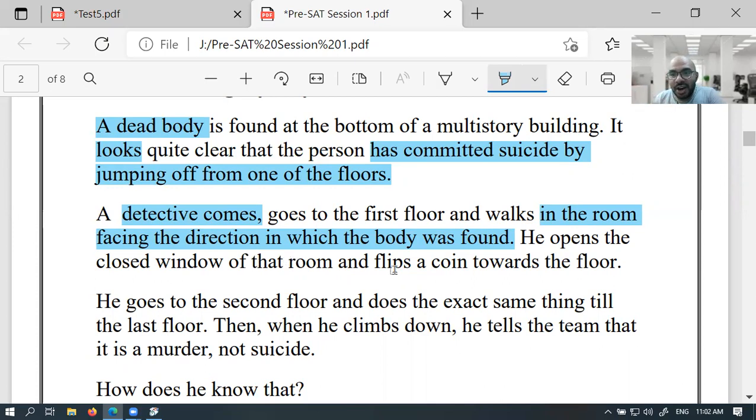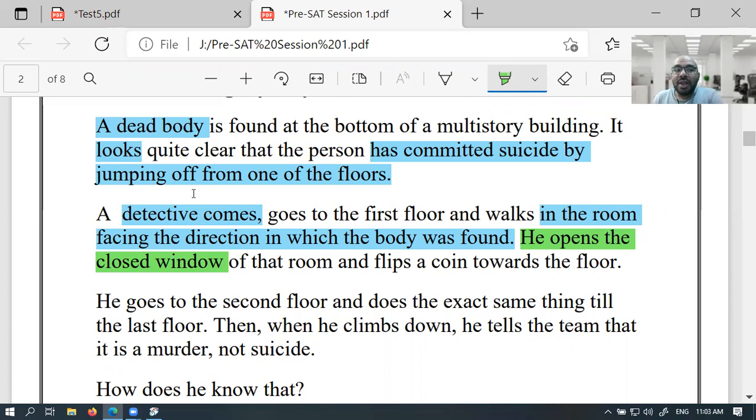See, guys, this is the clue. He opened the closed window. So the window was closed when the detective entered the room. So how would he jump off from this window? How come it is still closed when the detective entered the room? If he jumped from this window, the detective would find the window open, but he opens the closed window.